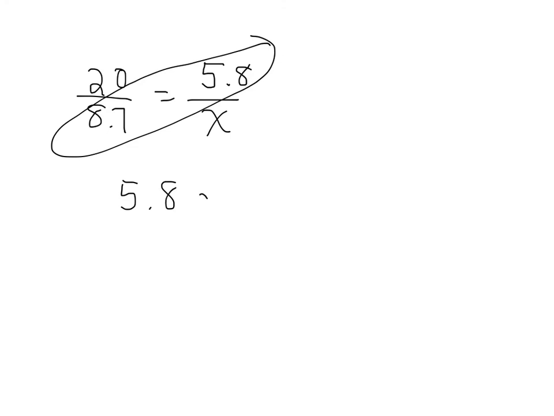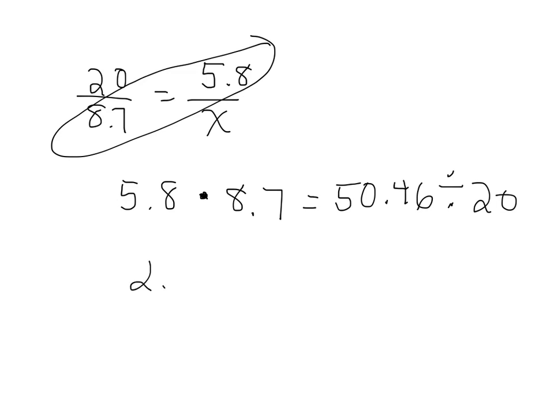So 5.8 times 8.7 is 50.46. And now I take that number and I divide it by 20. Divided by 20 equals 2.523. And I think here they probably are rounding. Okay, well, let's do one more.